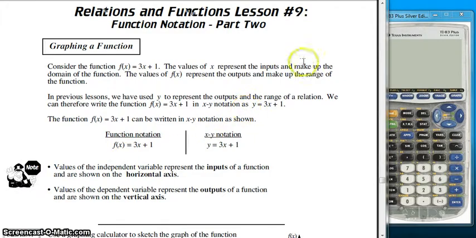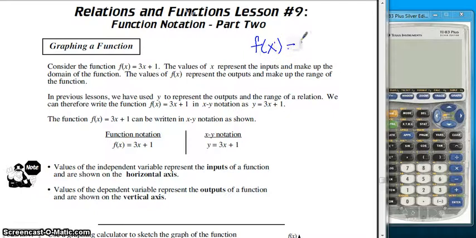This is lesson 9. So let's take out your workbook and get ready. Lesson 9 is very short and it's about function notation part 2. So we're still on the topic of function notation, and function notation is just a way to write a function. Instead of y, instead of a second variable, you just write f of x.